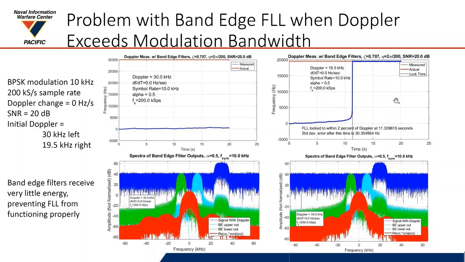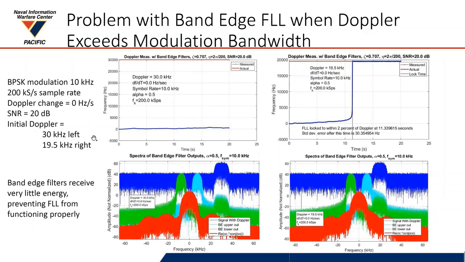Band edge filter frequency lock loops don't work very well when the Doppler is so large that it exceeds the modulation bandwidth of the signal of interest. I've changed the scenario so that now I've got a 10 kilohertz BPSK signal, and I'm still operating at 20 samples per symbol, so now I'm at 200 kilosamples per second for the actual sample rate. And I'm operating at 20 dB for both of these sets of curves.